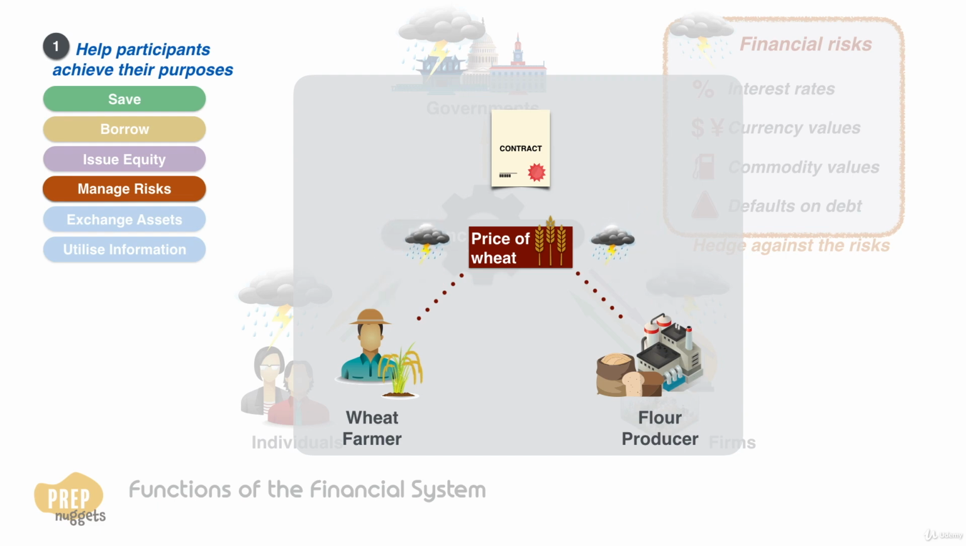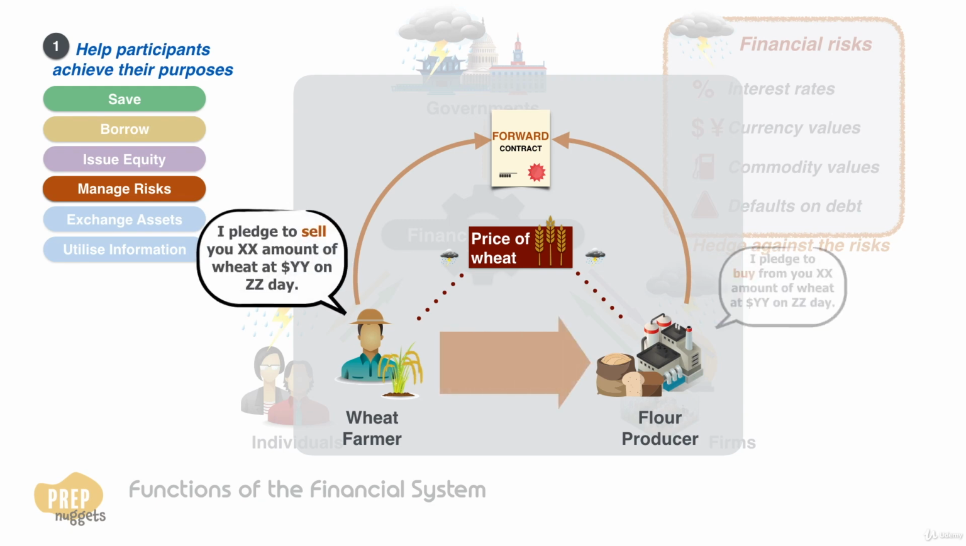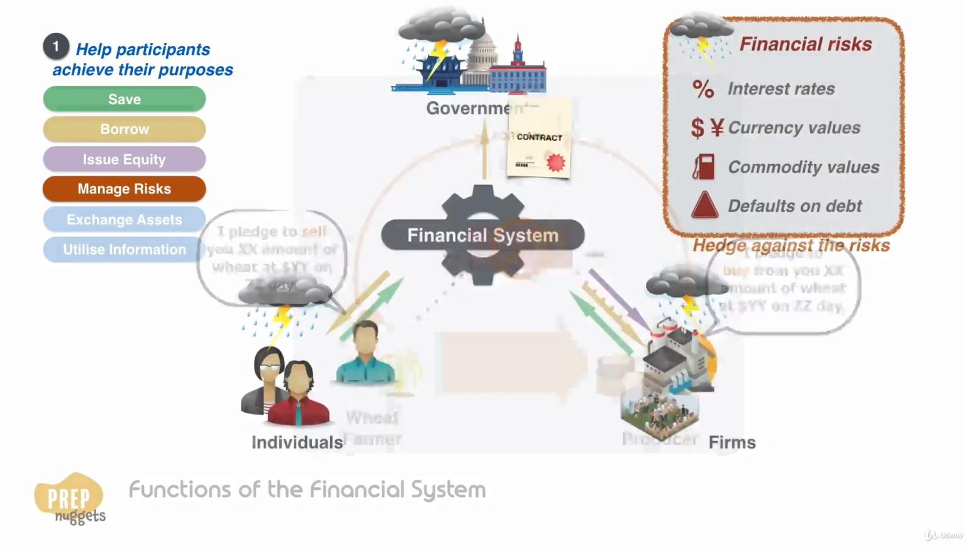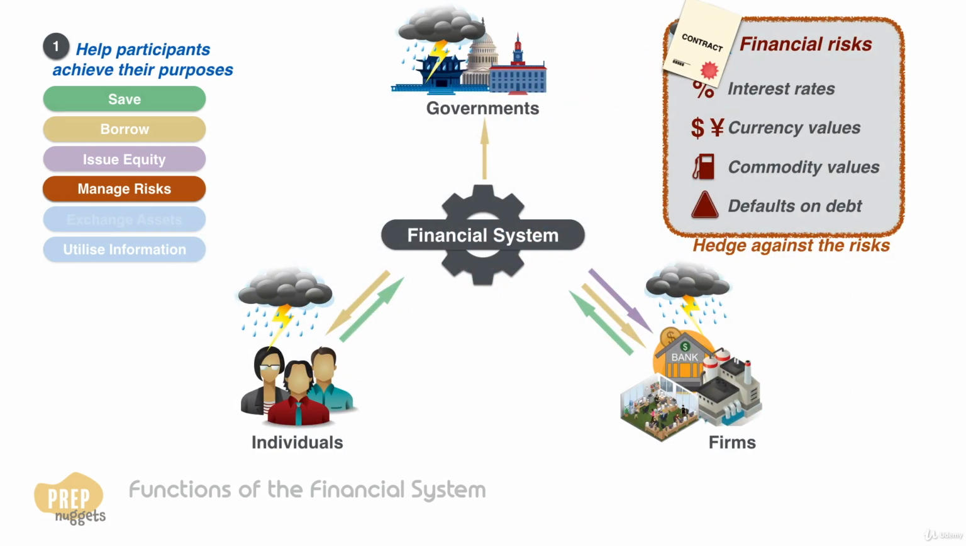They can both reduce their risks if they enter into a forward contract for the farmer to sell to the flour producer at a future date at a fixed price. As such, both parties are not subject to the market price of wheat for this batch. This removes uncertainty about future prices for both parties. The example we've discussed is an example of exchange of assets in the future. The farmer exchanges his wheat for cash in the future.